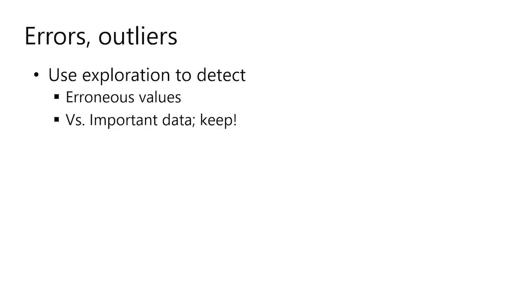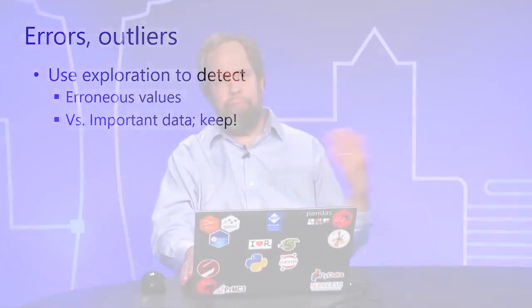But outliers could actually be useful information. For example, if you're trying to detect fraud or some other anomaly, failures of equipment or something like that, those outlier values, those strange values might be the most valuable data you have. So you don't want to just arbitrarily go through and axe anything that looks out of place, because you really need to apply some domain knowledge and understand what's going on.